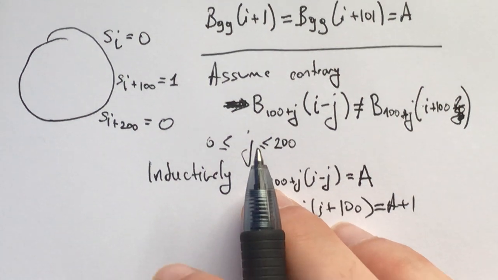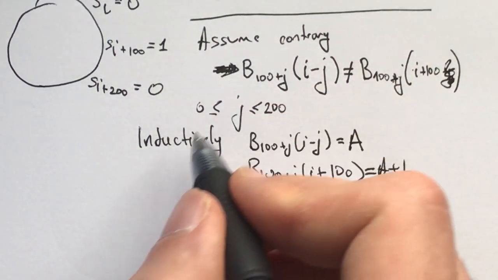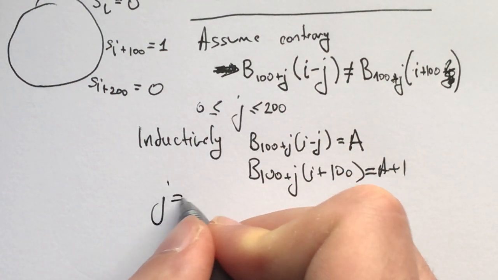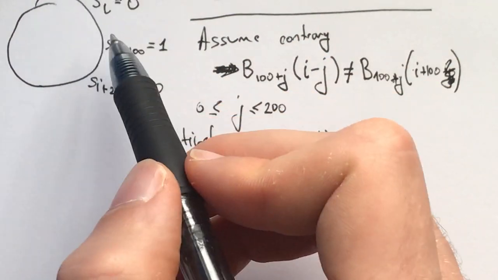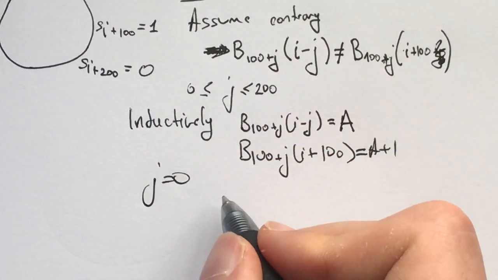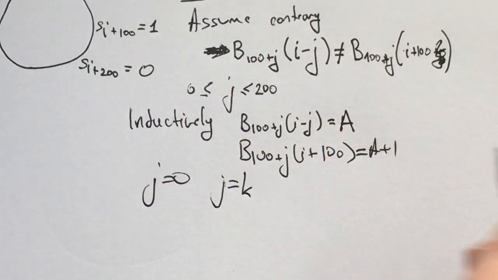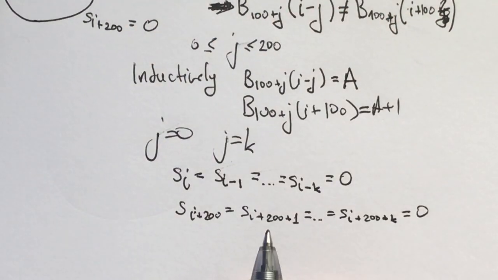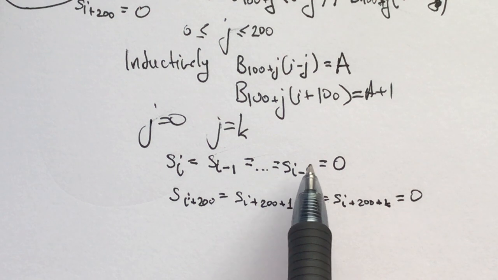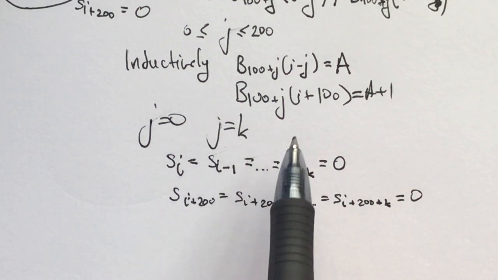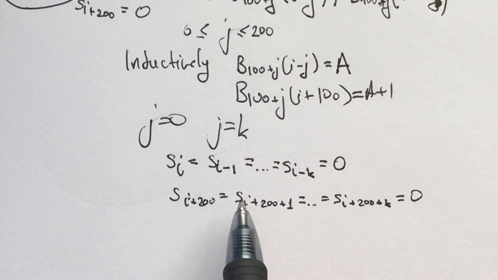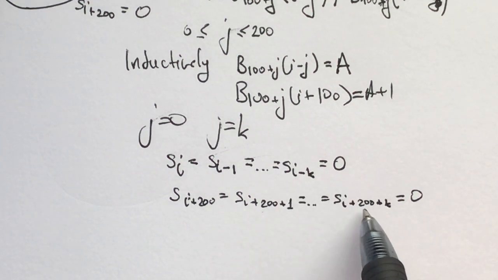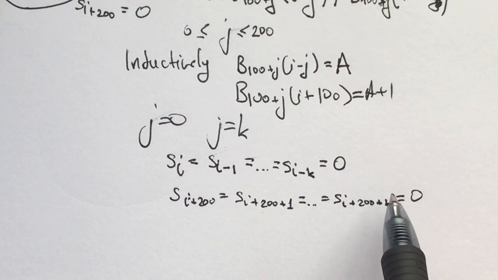So now we do this induction. We're going to do this induction over j. The base case holds for j equals 0. That's just our setup right here. Assume it holds for j equals k. What that implies for our k is that s_i is equal to s_{i-1} is equal to s_{i-k}, 0 for that k, and s_{i+200} is equal to s_{i+200+1} is equal to s_{i+200+k} is equal to 0.